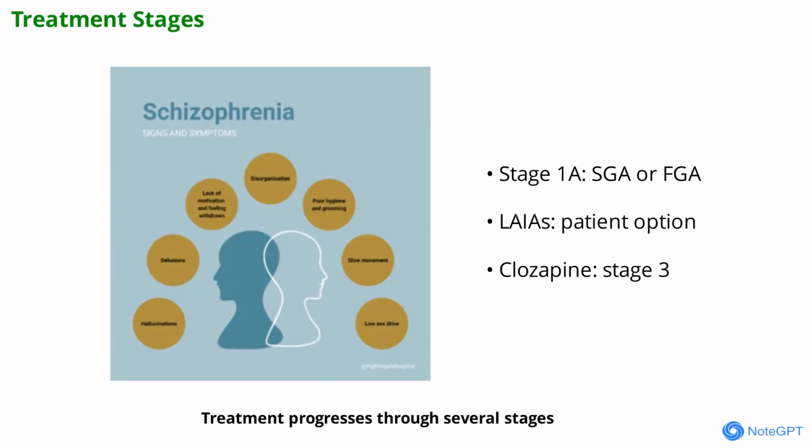Treatment progresses through several stages. Stage 1A involves starting with an SGA or FGA with careful monitoring. Long-acting injectable antipsychotics (LAIAs) can be considered at any stage as a patient choice. Clozapine is reserved for stage 3 after poor response to 2 different antipsychotics. Combination therapy is controversial and generally reserved for stage 4, where evidence for efficacy is limited.